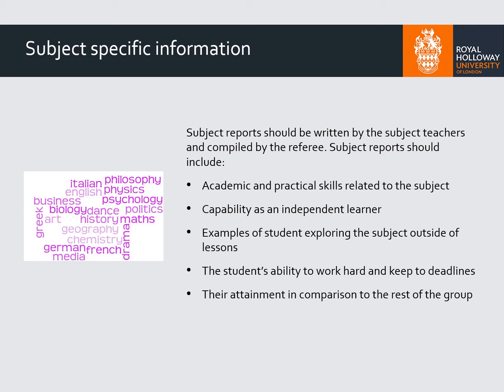For subject reports, you need to have a look and see if there are any areas that are being repeated in the subject reports, and you can pull those together into one section. So the subject report should include academic and practical skills, the student's capability as an independent learner, examples of the student exploring the subject outside of the guidance they've received, their ability to work hard and keep to deadlines, and their attainment in comparison to the rest of the group.